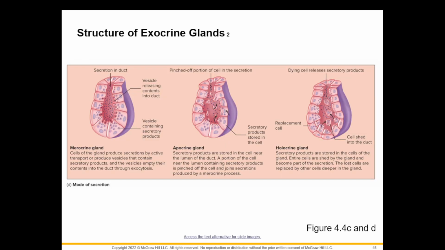So let's take a look. Merocrine again produces your secretory products through exocytosis. So no part of the cell is removed. In apocrine glands, fragments of it are removed. So for you to remember, in apocrine, a portion of the cells are removed. And in holocrine, the whole cell is removed.